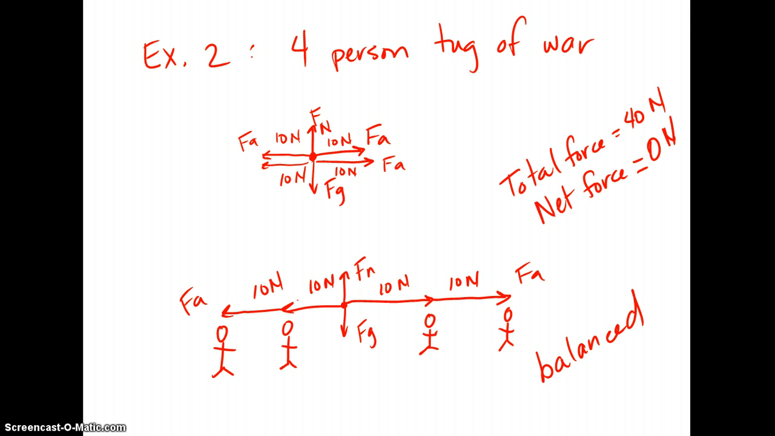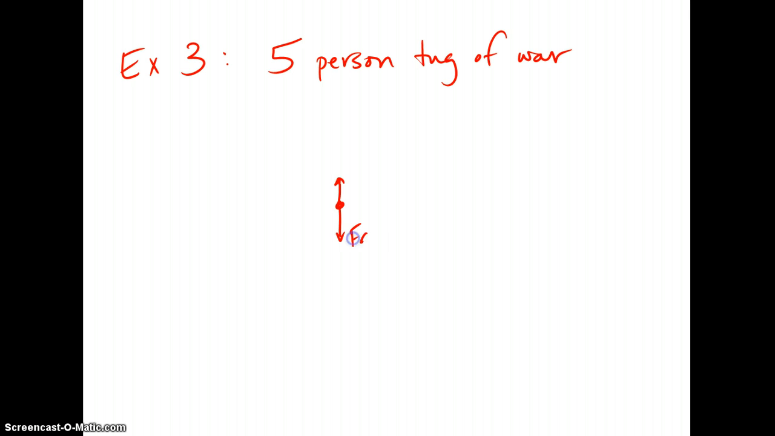All right, let's do the last one. The last one is example 3. In this case, you have a 5-person tug of war. All right, so in that case, again, we do a force diagram, just like we did before. We have Fg, we have Fn. In this case, we have maybe 3 people pulling on this side. They're all pulling at 10 newtons, 10 newtons, 10 newtons. And in this case, because it's a 5-person tug of war, only 2 people are pulling on this side, and they're pulling each 10 newtons.